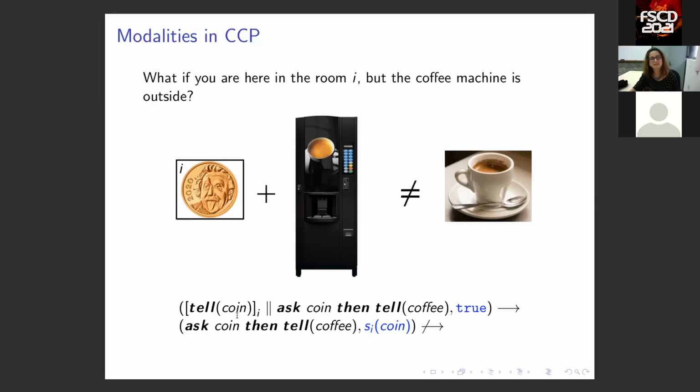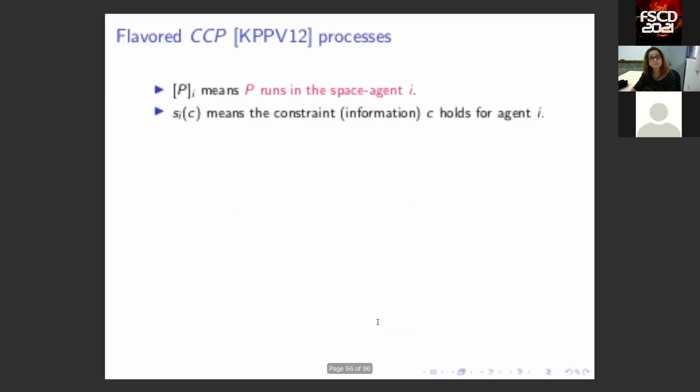So you have a coin that is inside some space, you have a coffee machine that is whatever, and then the only thing you can do is to store the coin in the space and do nothing else. You cannot evolve from this process. You get stuck. Okay. So thinking about this kind of spaces, and having coins in different places, or knowing different coins, and this kind of thing. In this work of 2012, Sophia Knight and colleagues started discussing modal behaviors in CCP.